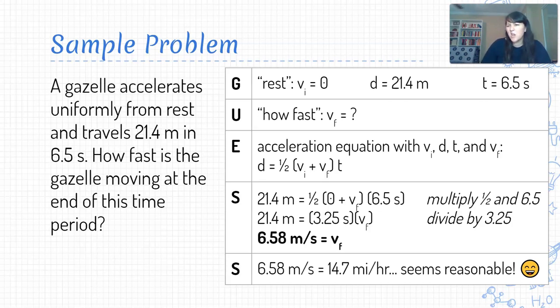So that's speedy, but I would expect a gazelle to be able to go pretty fast in order to not be lunch for a lion or whatever. So it seems within the realm of reasonable to me. If it were going like 100 miles per hour, I'd be wary. But this seems like a reasonable number to me.